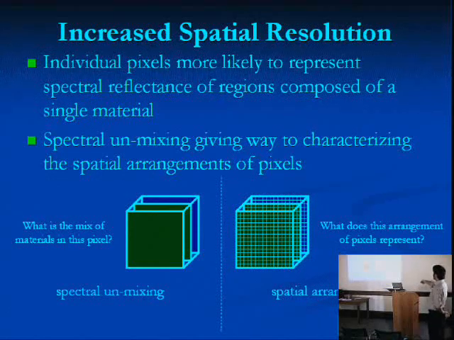So it's no longer so important to apply spectral unmixing at the individual pixels, but more important to try to determine the arrangement of the pixels, or of the materials that they're imaging. And it might be that this arrangement of materials is the distinguishing characteristic of a particular land cover class that we're interested in.